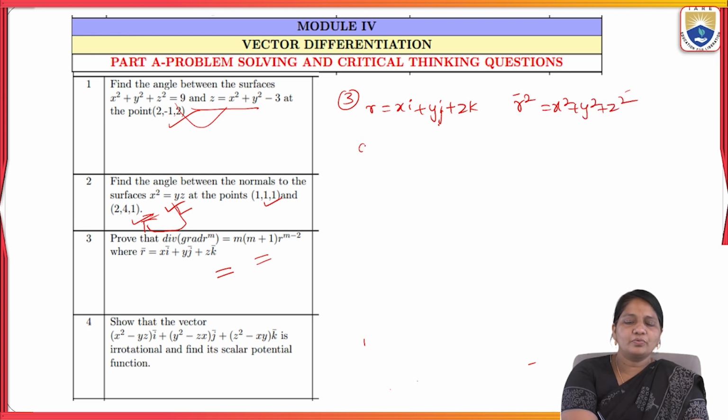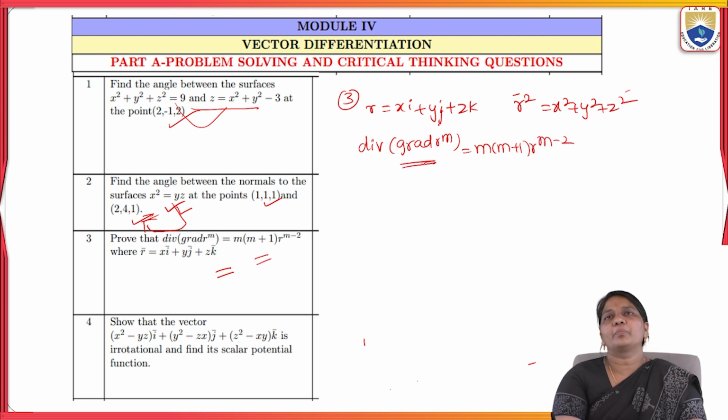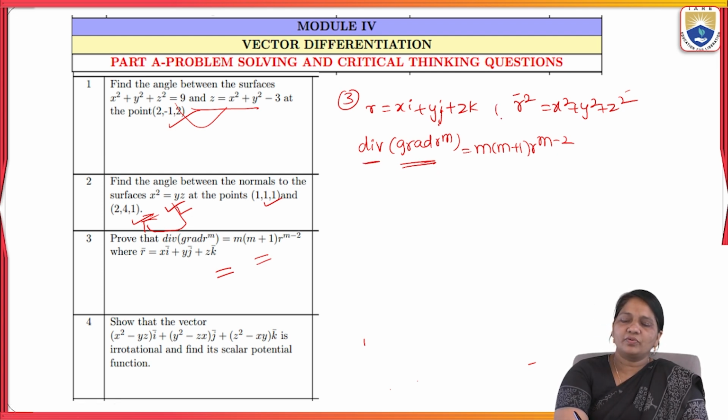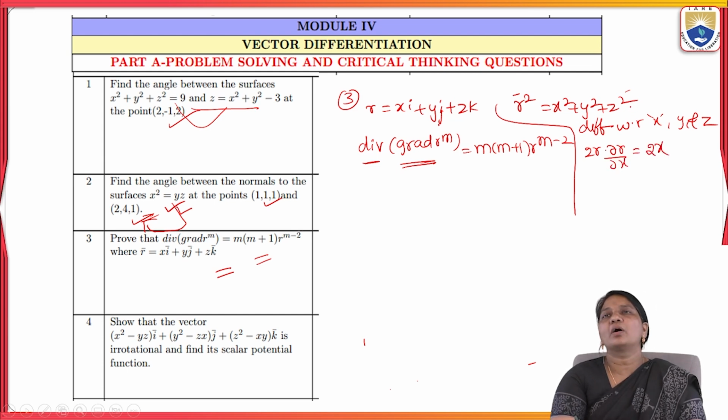So what we have to prove? Divergence of grad r power m is equal to m into m plus 1 into r power m minus 2. So here first we have to calculate grad r power m. After that we can calculate the divergence. So first of all we should take r square, and now differentiate r square with respect to x, y and z. So with respect to x, this is 2r into dou r by dou x equal to 2x, the remaining two are constants.